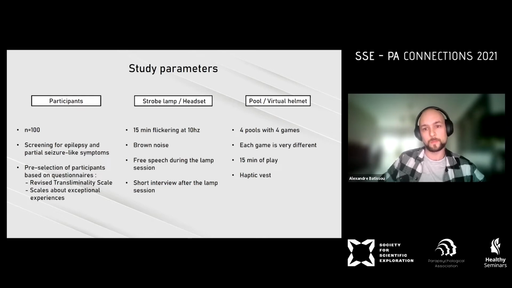Concerning our games, we will have 4 pools of 4 games. Inside each pool, the games will be very different from each other, going from ping pong to shooting games. This will allow an increased recognition of the game by the judge according to the mentation of the participant. To make the experience even more immersive, we will use a haptic vest that converts the sound inside the game into vibration on the body.